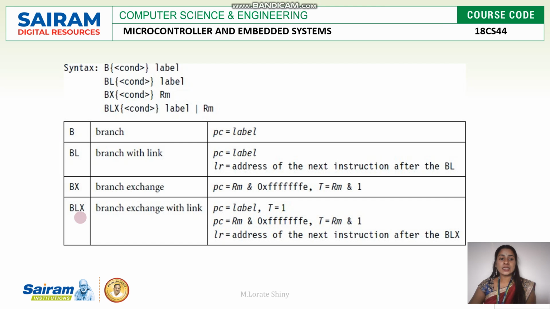Then BLX, branch exchange with link: the operand can be either a label or Rm. If the operand is a label, then the PC will get that target address, and T will be 1. If the operand is Rm, then the PC will get Rm logical AND of 0xFF, and T will be Rm logical AND of 1. Then, as we have L here, the link register will get the address of the next instruction after the BLX instruction. We'll see the example.